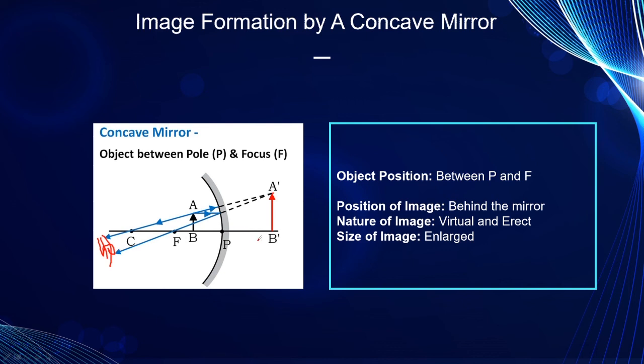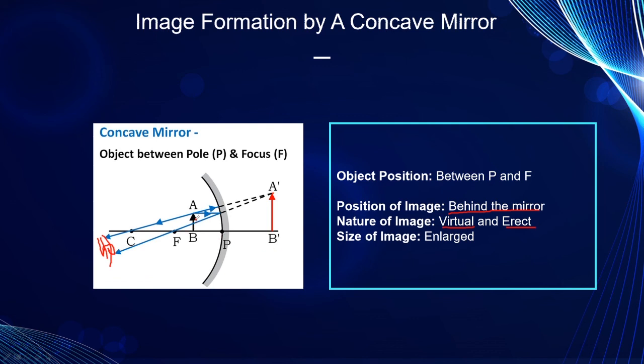Behind the mirror, I have no landmarks. The focus, the center of curvature, everything is in front of the mirror. Behind the mirror, I have no landmarks to mention where the image is. So I simply write it is behind the mirror. The nature I have told you, it's virtual. If it is virtual, it has to be erect. Okay, and I can see that the head is upright here also. So it is a virtual and erect image.